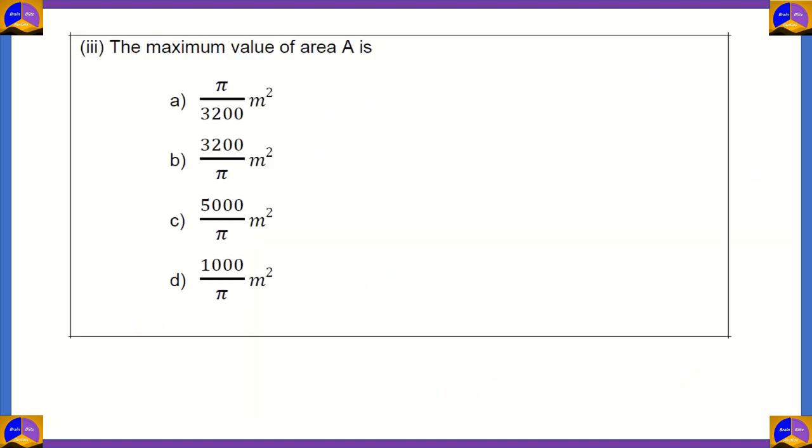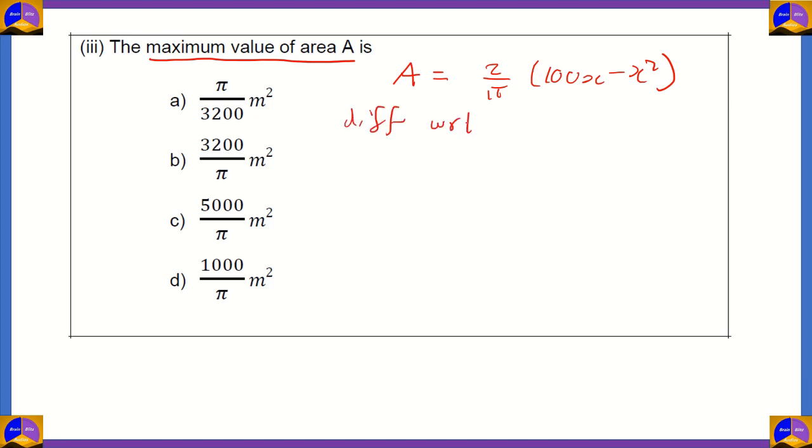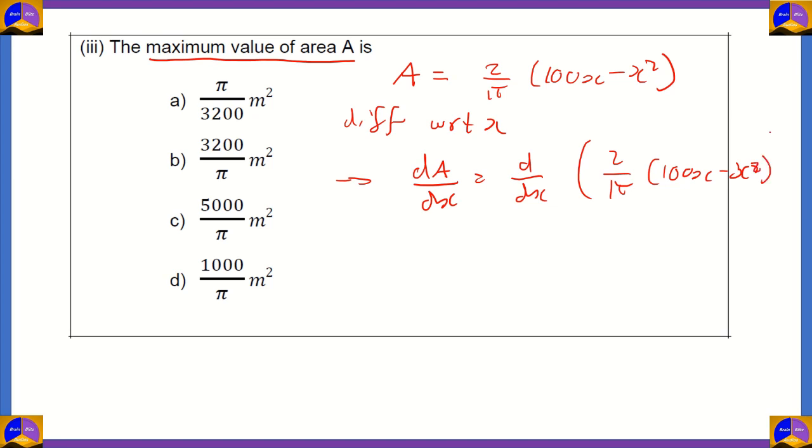Now, the third question is asking us to find out the maximum value of the area A. In order to find the maximum value for the equation, that is 2 by pi into 100x minus x squared, we're going to differentiate the equation with respect to x. So the left-hand side is dA by dx, and the right-hand side is d by dx of 2 by pi into 100x minus x squared. 2 by pi is constant, so it's taken out.